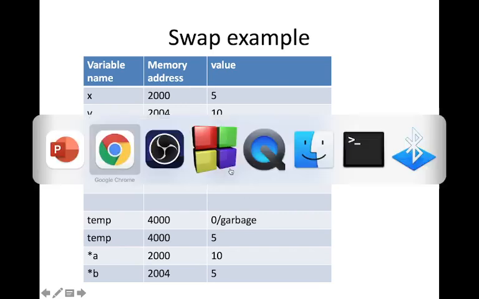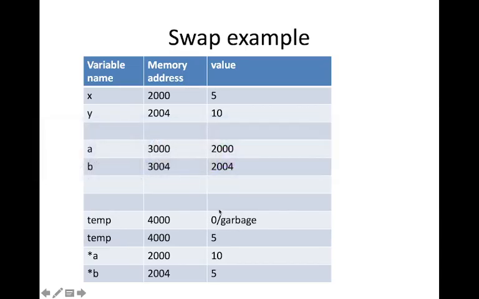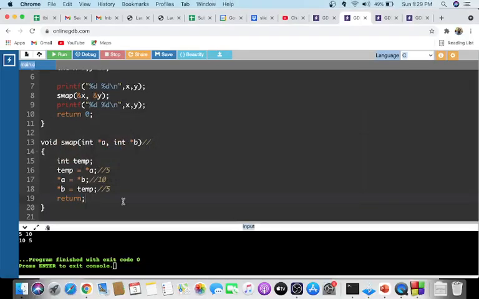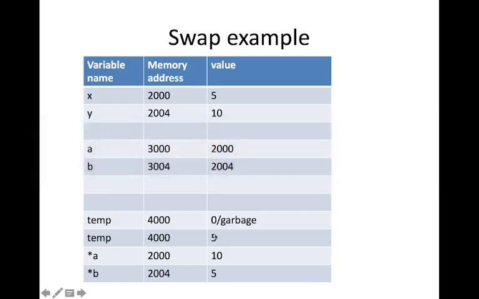Okay. Now here we are declaring int temp. So what will it be? It will be some 0 or some garbage value. So temp will have a memory address location, and in that the value will be some 0 or some garbage value. Now what we are doing? Star A is assigned to temp here. So 5 will be given to 4000. So in 4000 address location it will be 5.